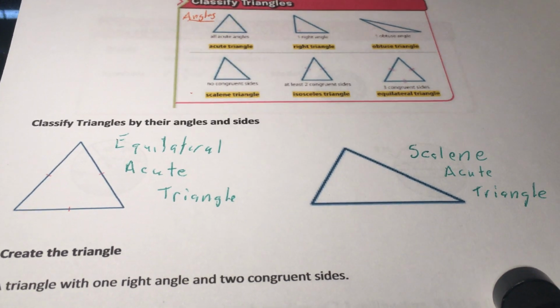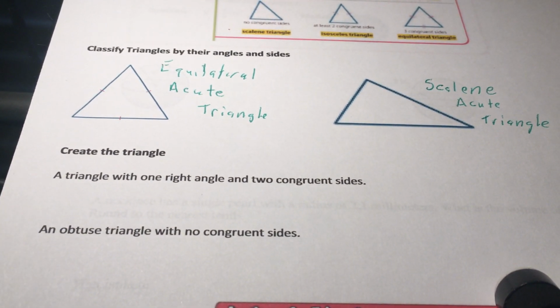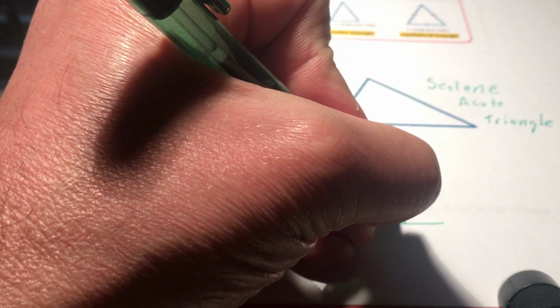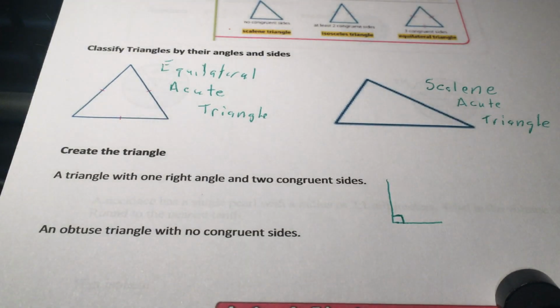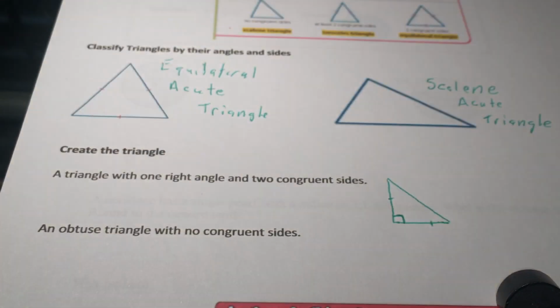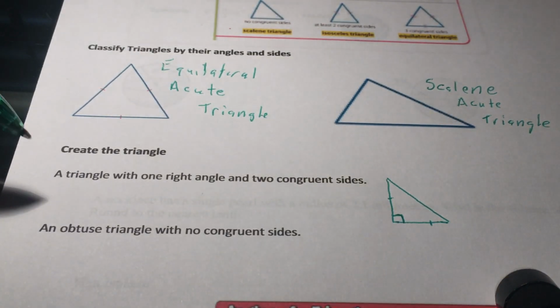Now, a little bit later on down here, they want me to draw two triangles. A triangle with one right angle and two congruent sides. Well, to make that right angle, I make that a sharp corner. And the two sides that make that right angle are going to be the ones that are congruent. So there, those two are my two congruent sides and my right angle.